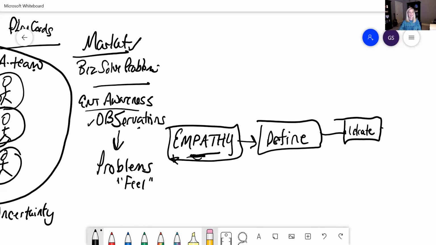Empathy is the foundation of design thinking. Empathy is the foundation of human-centered innovation. We are trying to solve problems for humans. So in other words, we're trying to solve problems for the market. Empathy is a key skill that you guys need to practice and that you need to get really good at. Because like I said, it drives all of this.